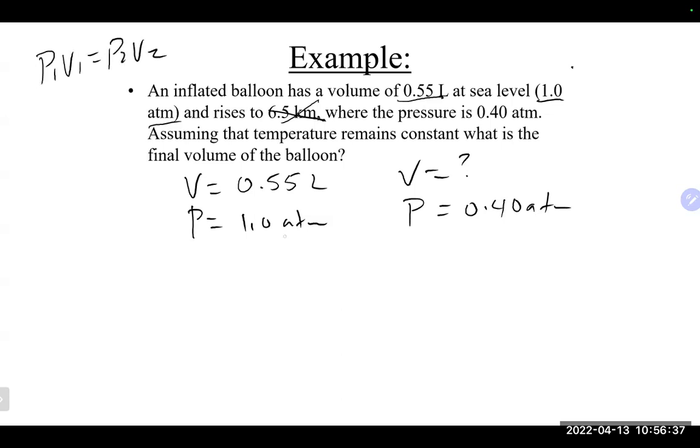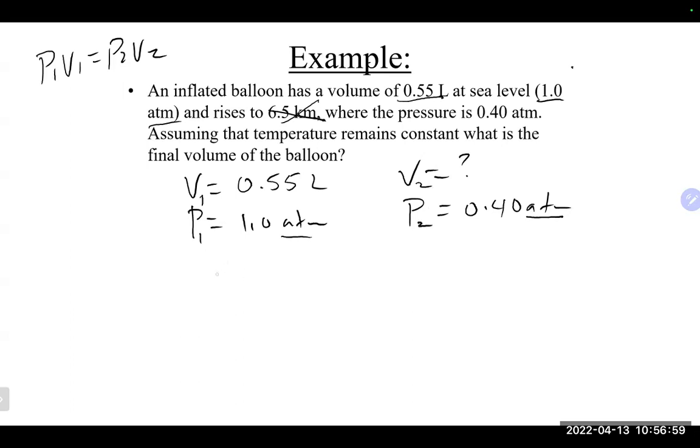In terms of units, we do need to check our pressures since we have two of them, and they're both in atmospheres, which means we're good to go. Obviously, if one was atmospheres and one was inches or millimeters of mercury, you'd have to do a conversion to either one. It doesn't matter which ones you call 1 and 2, as long as you keep the numbers that go together.